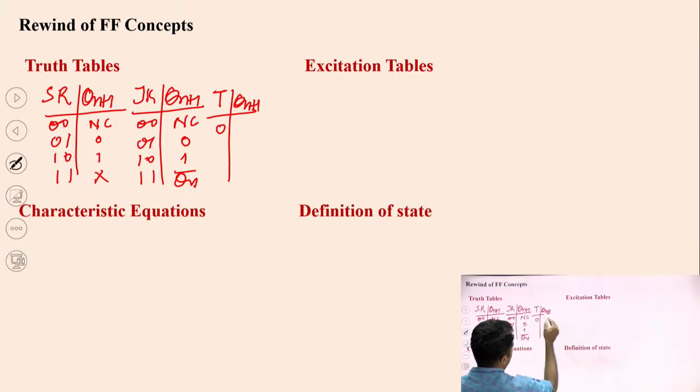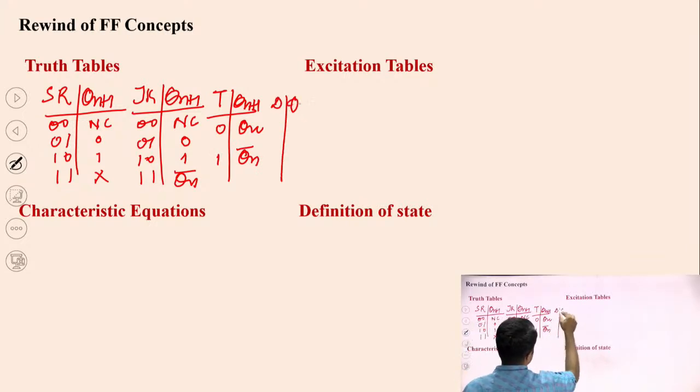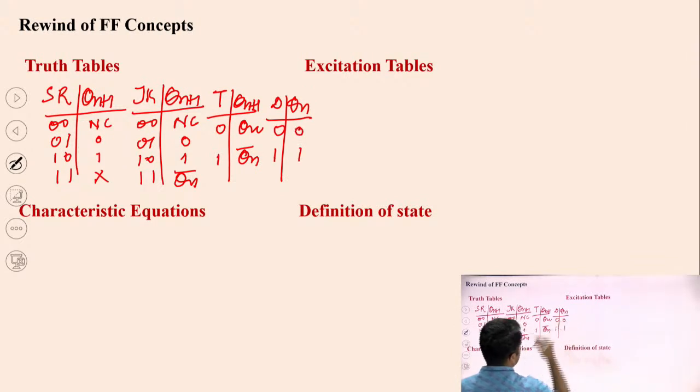If T is 0, the output will not change. That means if T is 0, the output will be the same as the previous, and if T is 1, the next output will be the complement. Similarly for D, if you apply 0, you will get 0, and if you apply 1, you will get 1. So these are the truth tables.